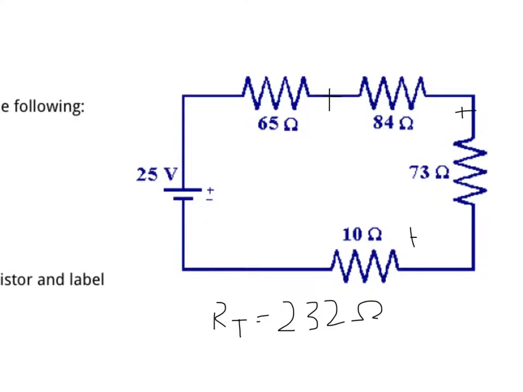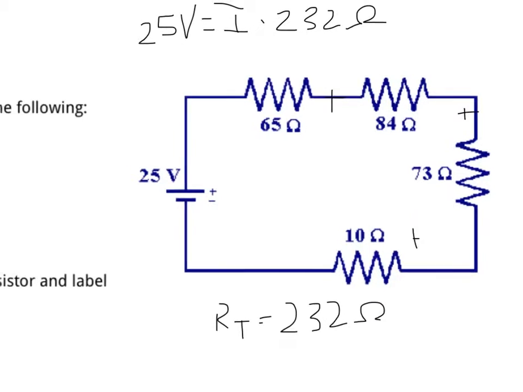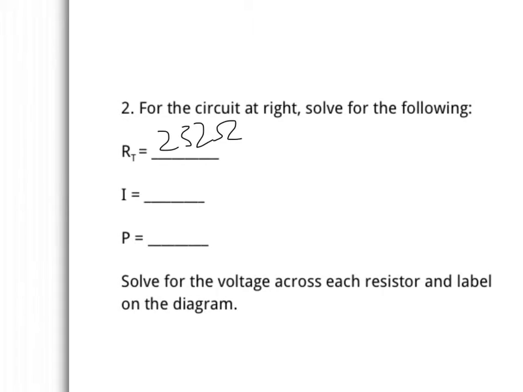The current then can be solved, again using Ohm's law. The total voltage, 25 volts, is equal to the current times the total resistance. So we'll write that as 25 volts equals our unknown current times our known resistance. And if we divide 25 by 232, we get a pretty small current, which shouldn't be surprising because this is a lot of resistance. It works out to approximately 0.11 amps.